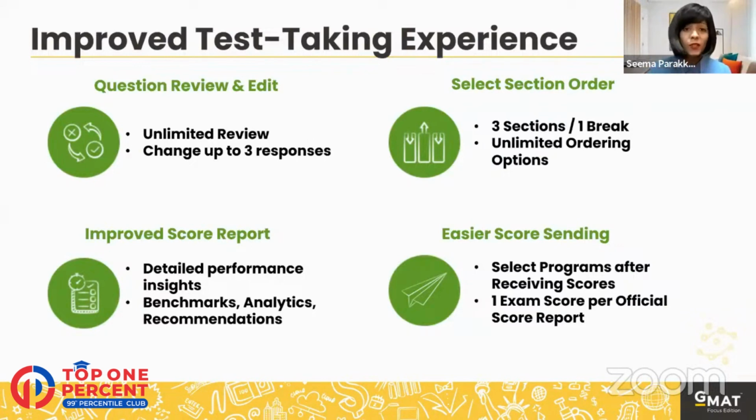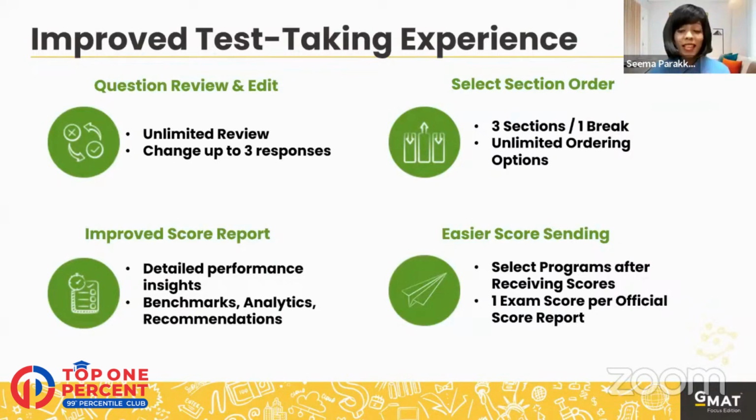The next one is selecting the section order. In the current version of the GMAT, you have 3 specified orders that you can select from. But in the newer version, you have 6 combinations that you can work with. You can determine what you want to do first, second, and third. An important point to highlight here is that in the current version, you have 2 optional breaks of 8 minutes. In this new version, you have 1 10-minute break, which you can take after the first section or the second section, right? The third one, and my personal favorite, the improved score report.